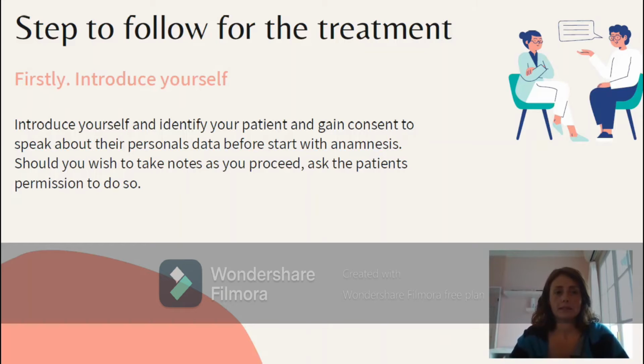Firstly, what are the steps that you need to follow for the treatment? Well, firstly, introduce yourself. This is the first point. Introduce yourself, identify your patient, and gain consent to speak about their personal data before starting with the anamnesis. Obviously, you are going to need to take notes as you proceed, so ask the patient's permission to do it.